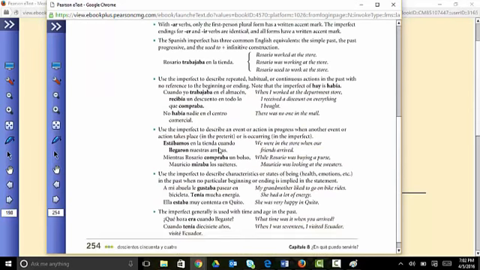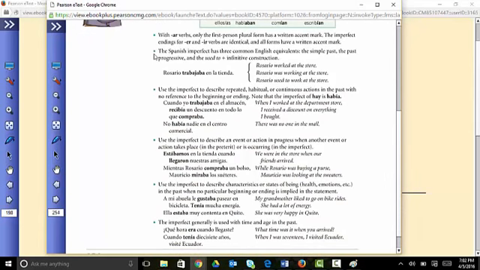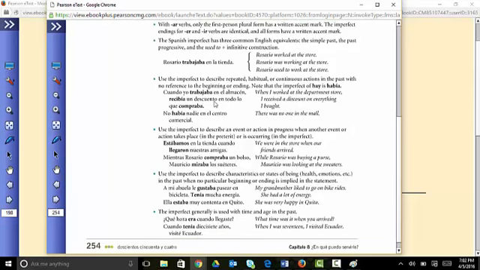Okay, so when do we use the imperfect? The Spanish imperfect has 3 common English equivalents: the simple past, the past progressive, and the "used to" plus infinitive construction. So Rosario trabajaba en la tienda could be translated as Rosario worked at the store, Rosario was working at the store, Rosario used to work at the store.